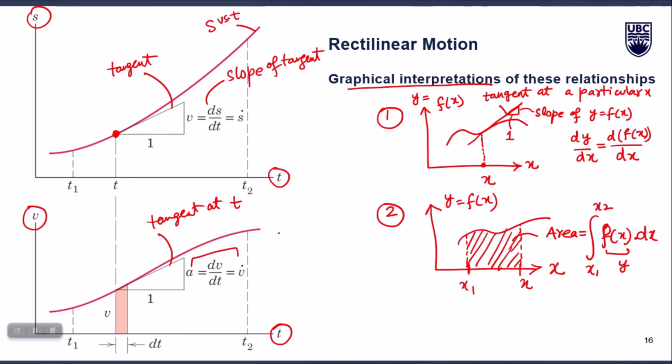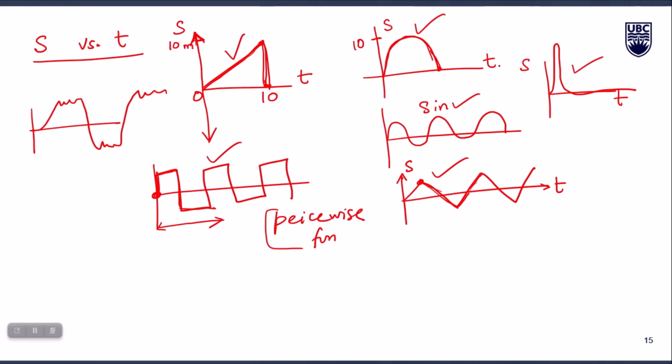So some quick observations you may also have from these graphical interpretations. For example, let's go back to this case. If I give you the s versus t graph which looks like this, you know exactly that the slope will become 0 for a particular time instant, because here if you draw a tangent it will be exactly horizontal, which means having a 0 slope, and slope graphically is equal to velocity.